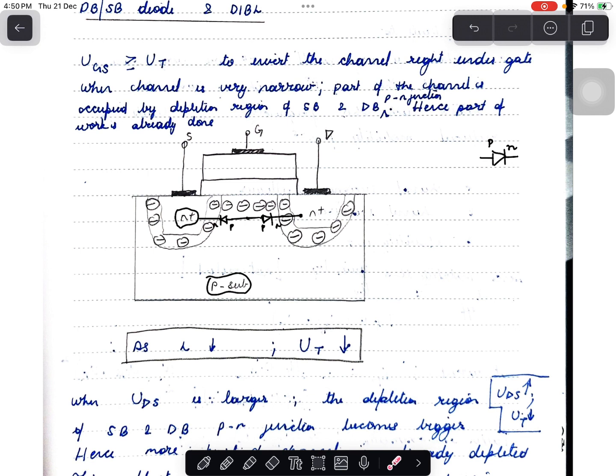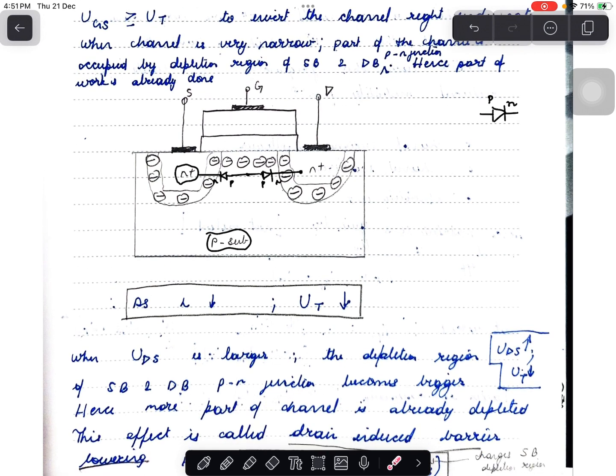We know that when the diode is reverse biased and we increase the voltage, the depletion region increases. So when the drain to source voltage increases, it means the N region is more positive and the P region is more negative, that is, in reverse bias, and the depletion region increases.